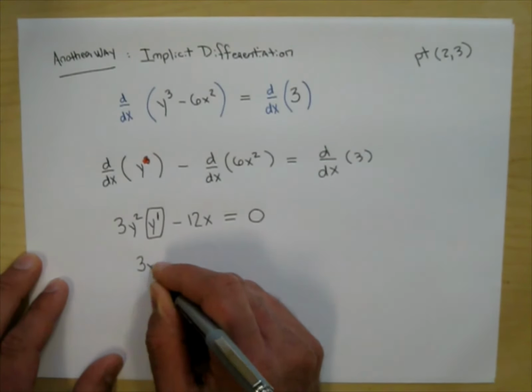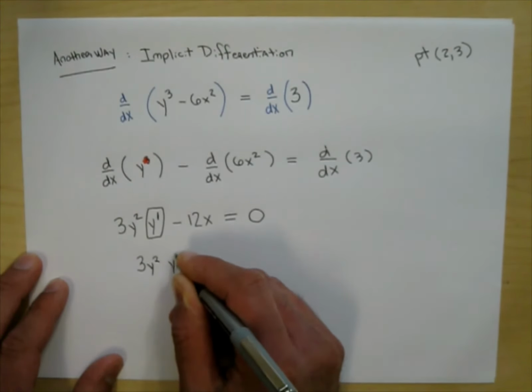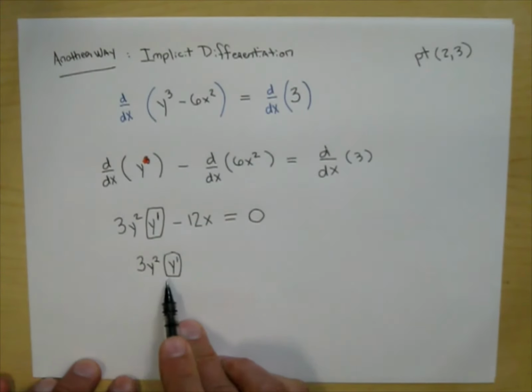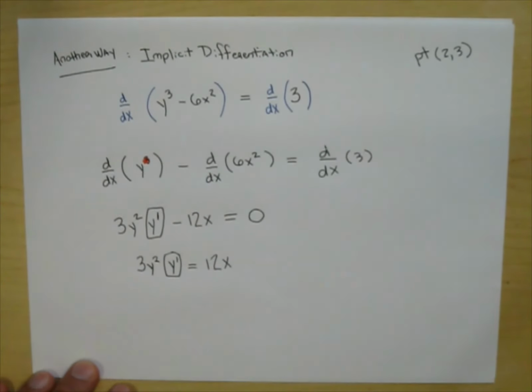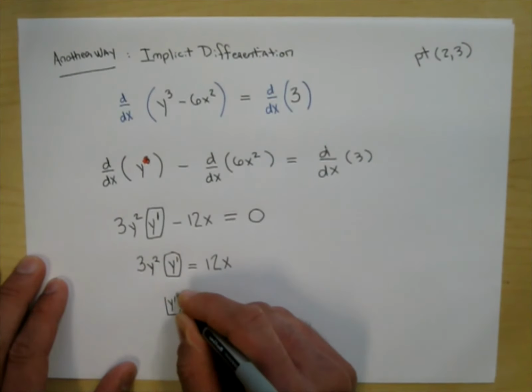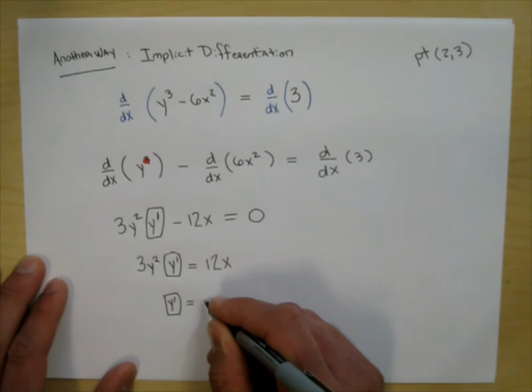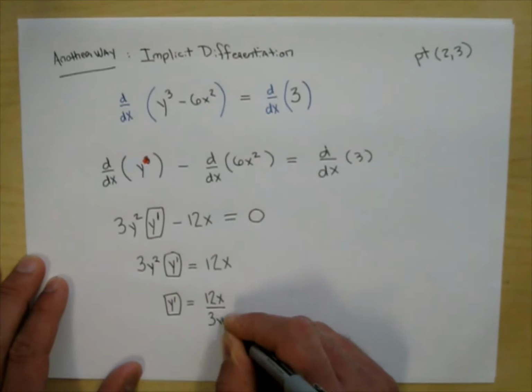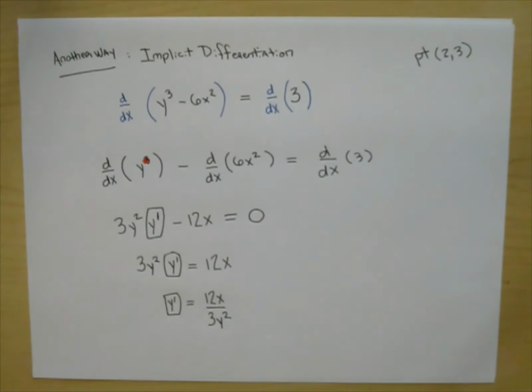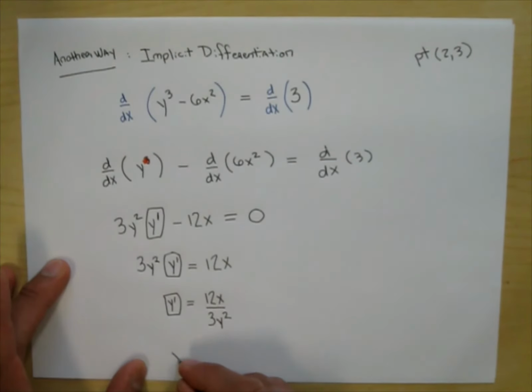So I have 3y squared. I'll keep this boxed so you won't have the temptation of trying to put it together with the y squared. This equals 12x. And then I'm going to divide by 3y squared. So y prime equals 12x over 3y squared. Let me just write it one more time. y prime, and I won't put a box around that now, equals, we can reduce this, so it says 4x over y squared.